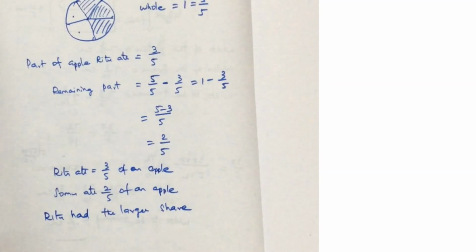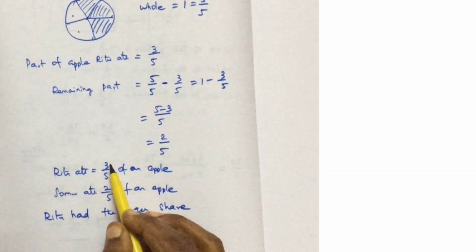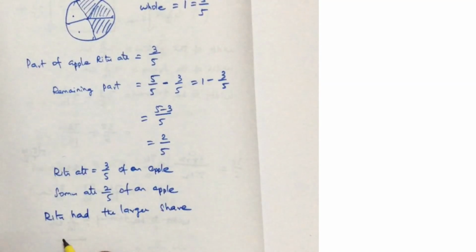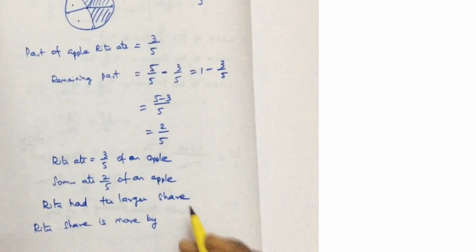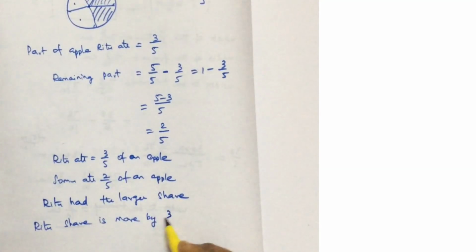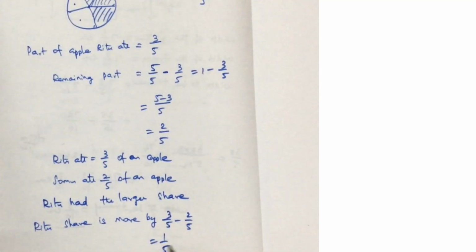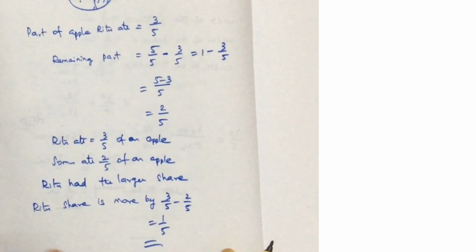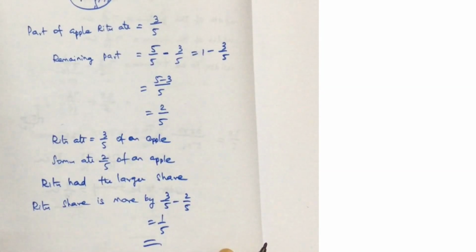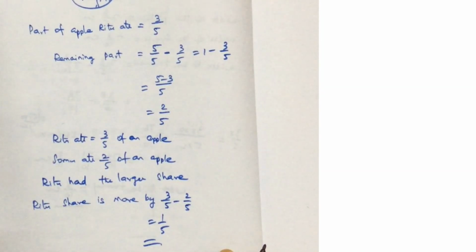Now by how much? Comparing this, Ritu had the largest share by, here it is 3, here it is 2. So by how much did she have the largest share? Ritu's share is more by how much? You have to subtract this. 3 by 5 minus 2 by 5, that is equal to 1 by 5. So Ritu had 1 by 5 share more when compared to Somu's share.